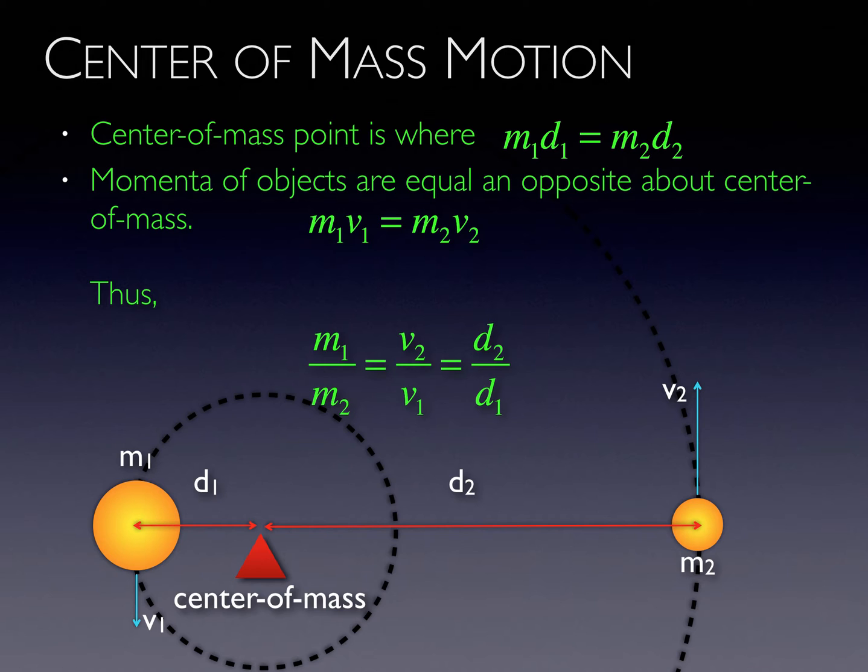Shown is how mass and velocities are related to the distances to the center of mass point. Notice that the more massive an object is, the closer it is to the center of mass point and the more slowly it orbits. For example, a star with 1/3 the mass of another orbits 3 times farther from the center of mass point and orbits at 3 times the speed.